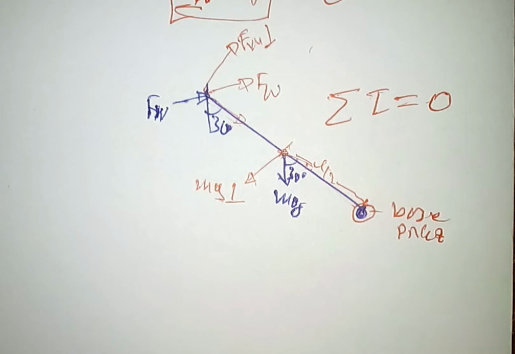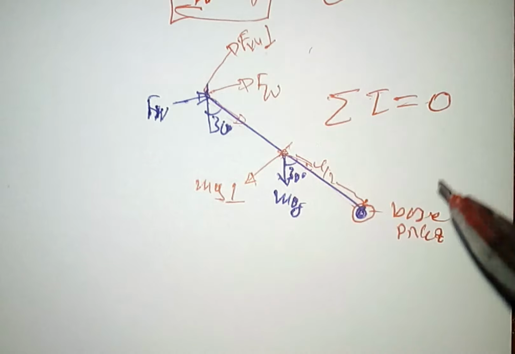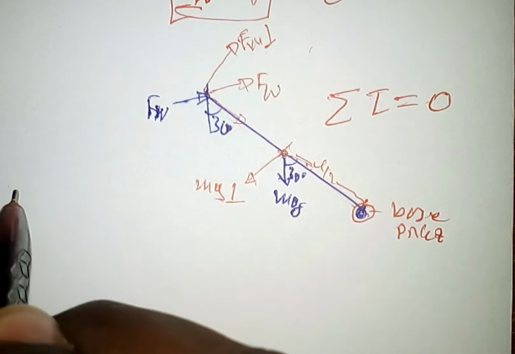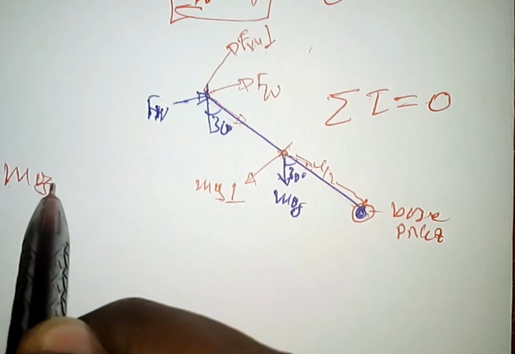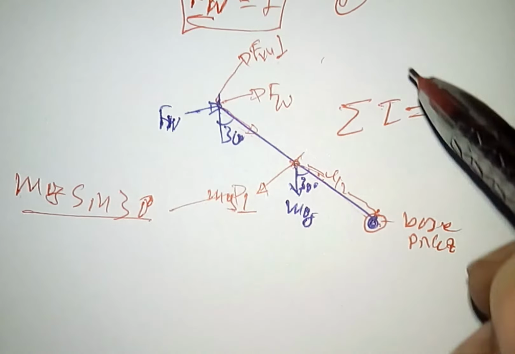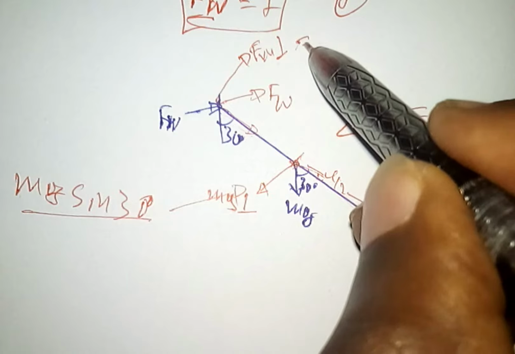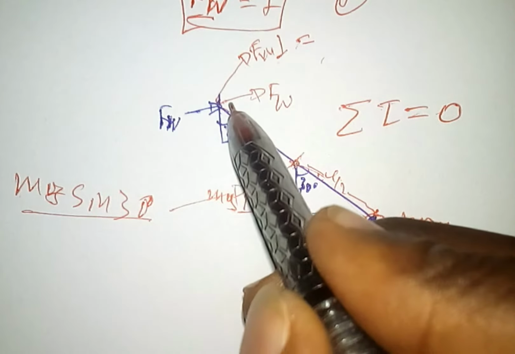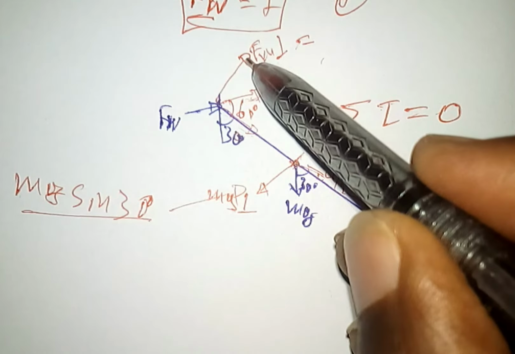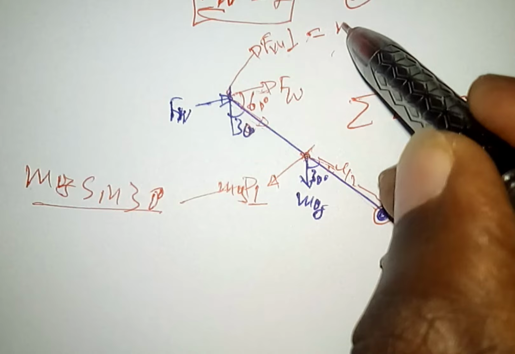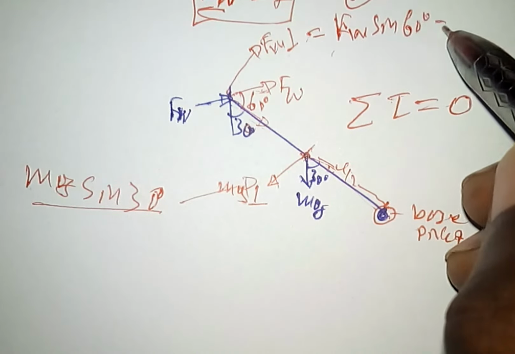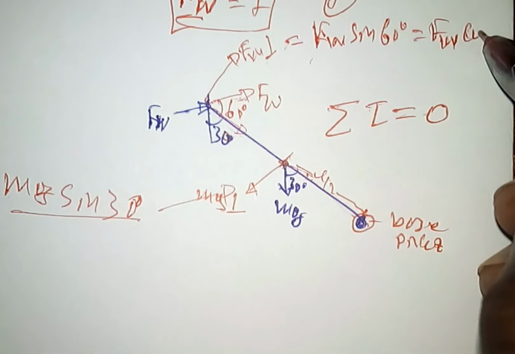Then the torque produced by the Fw component along the ladder and the mg component along the ladder is 0. So mg perpendicular means mg times sine of 30 degrees. And Fw perpendicular to the ladder: if this angle is 30 degrees, we know this is 60 degrees, so this is Fw sine of 60 degrees, which is equal to Fw cos of 30 degrees.